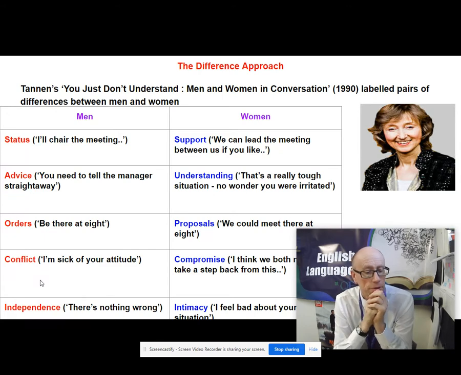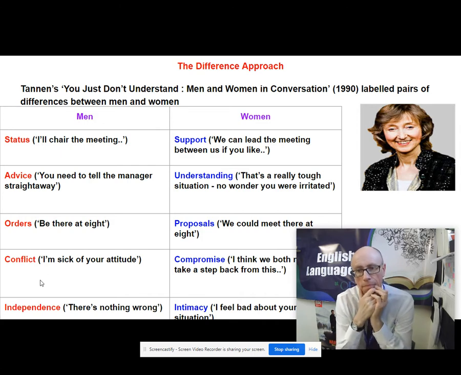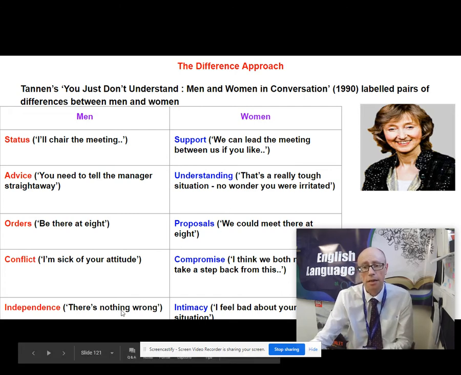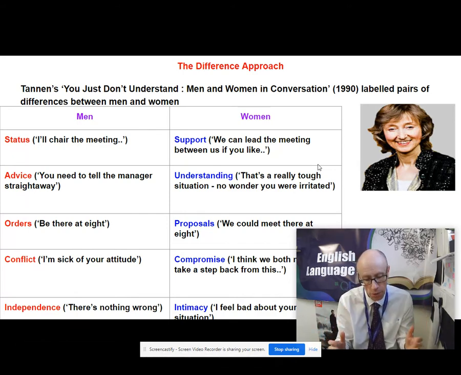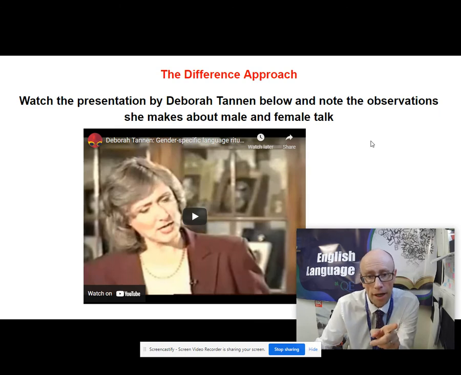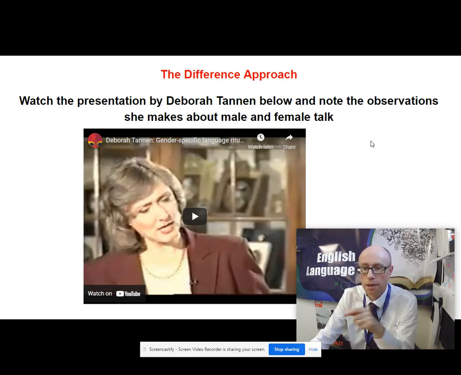And then finally, independence versus intimacy. The frustrating refusal sometimes of males to speak about problems and issues, whereas women see communication as a good opportunity to show intimacy. Okay, status versus support, advice versus understanding, orders versus proposals, conflict versus compromise, independence versus intimacy. Very stereotypical, I know. Is there some germ of truth, do you think, in what Deborah Tannen is arguing? There's a great video where she does a talk on gender-specific language rituals that's really worth watching.